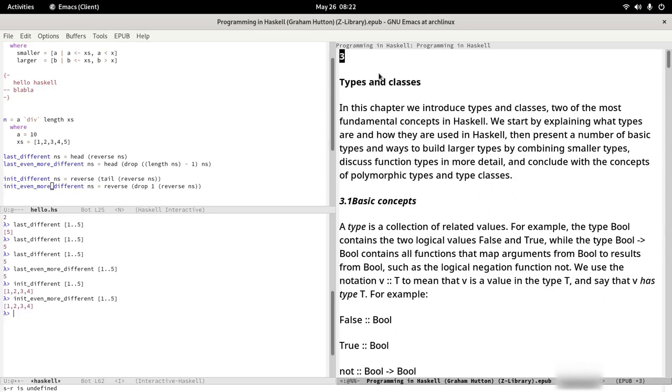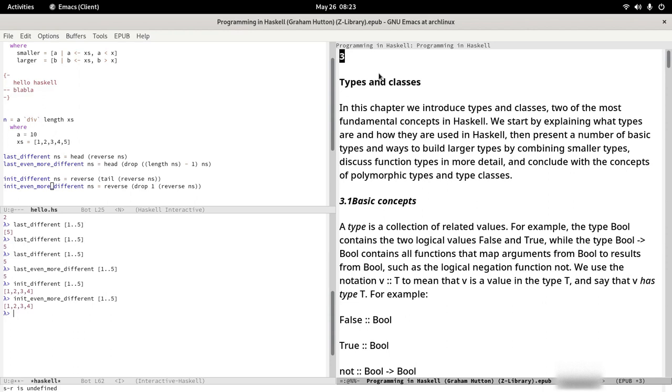Chapter 3, Types and Classes. In this chapter, we introduce types and classes, two of the most fundamental concepts in Haskell. We start by explaining what types are and how they are used in Haskell, then present a number of basic types and ways to build larger types by combining smaller types, discuss function types in more detail, and conclude with the concepts of polymorphic types and type classes.